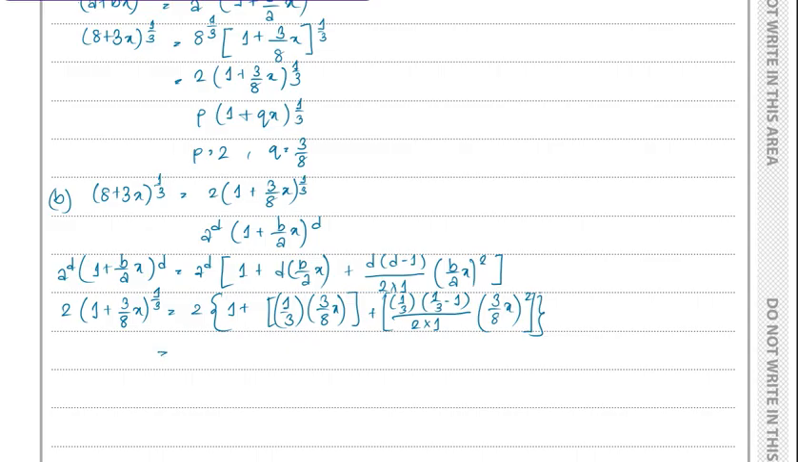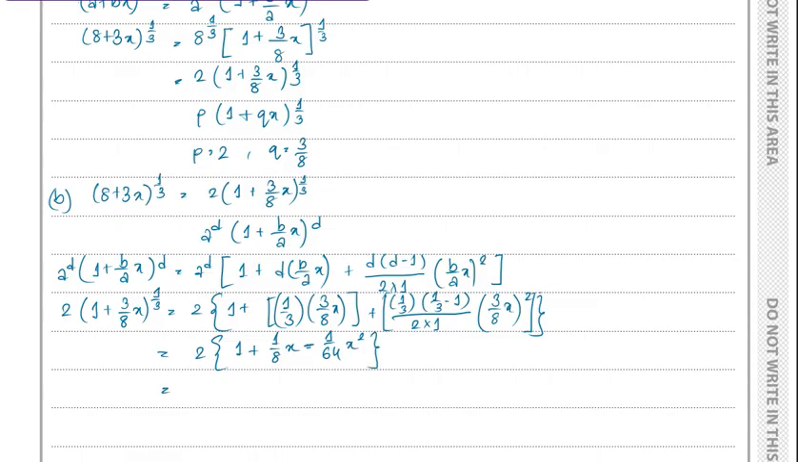So the answer for this would be, at first I would write 2 brackets 1 plus the 3 will get cancelled, so this would be 1 by 8x. And if you put this in your calculator, 1 by 3 multiplied by 1 by 3 minus 1 divided by 2 multiplied by 3 by 8x whole square, then you'll get a value of minus 1 by 64 x squared.